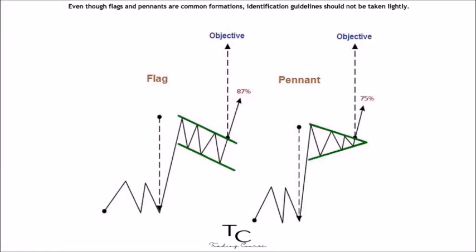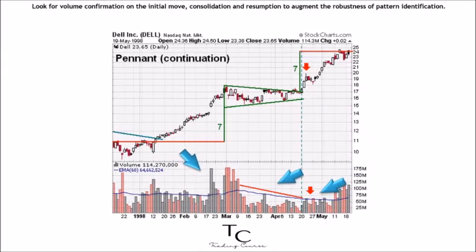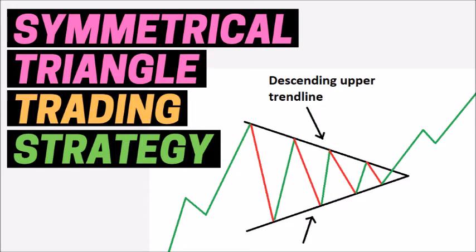Even though flags and pennants are common formations, identification guidelines should not be taken lightly. It is important that flags and pennants are preceded by a sharp advance or decline. Without a sharp move, the reliability of the formation becomes questionable and trading could carry added risk. Look for volume confirmation on the initial move, consolidation and resumption to augment the robustness of pattern identification.